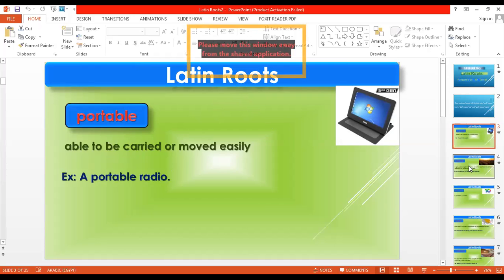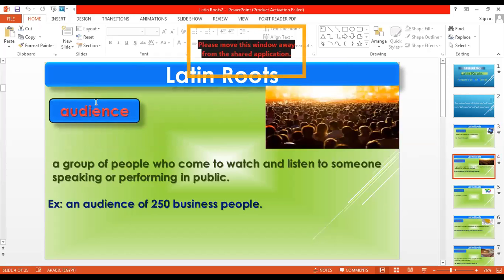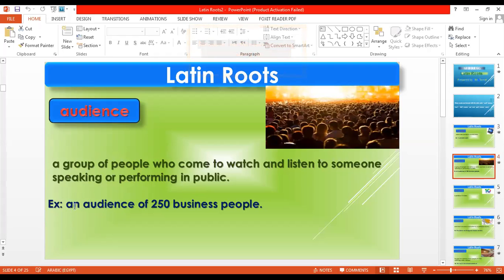Let's go to the second word, audience. Audience means, if you look at the picture, you'll find a lot of people there watching something. So audience is a group of people who came to watch and listen to someone speaking or performing in public. For example, an audience of 250 business people.